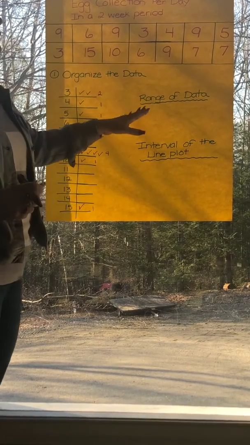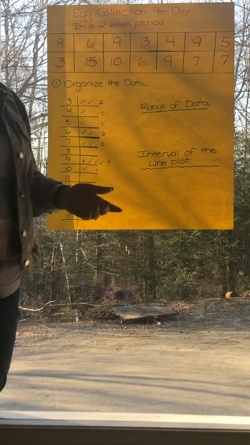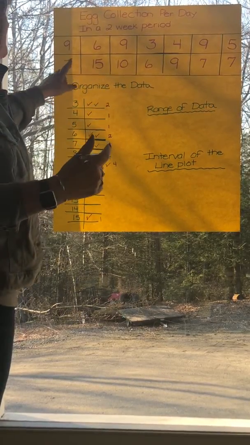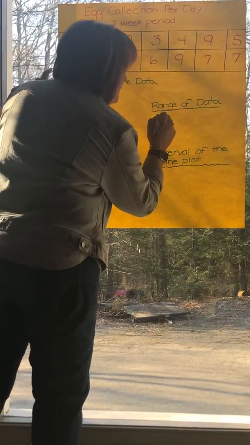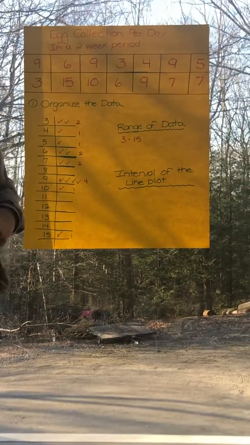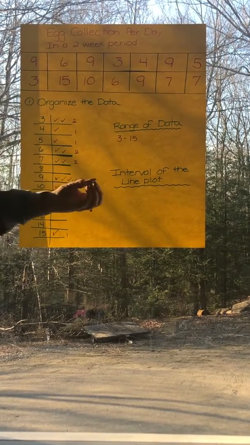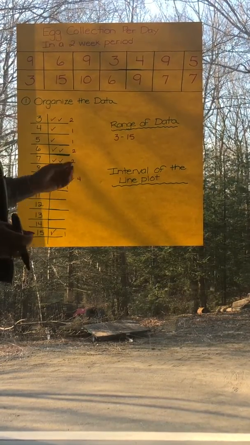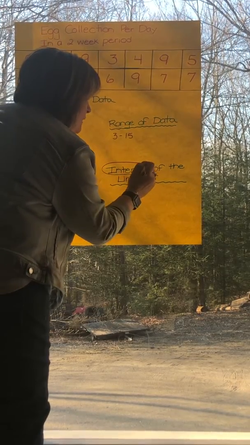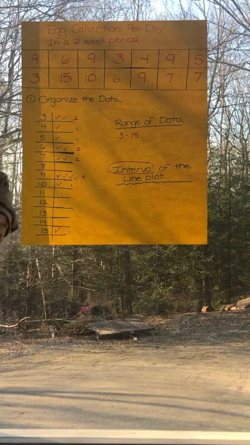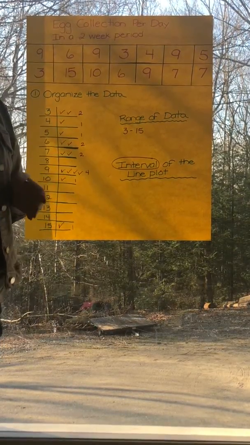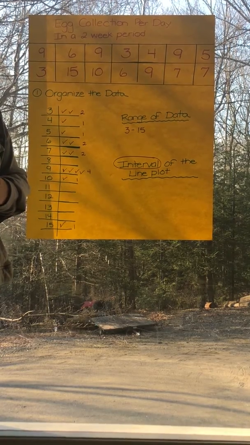Okay, now I want to look at the range of data. That is the difference between the lowest and the highest. And I see that my data goes from 3 to 15. And that's going to help us when we start designing our line plot. And then I don't know if you remember this word, and I'm not sure if we have it in our vocabulary folders, but the interval of the plot are the even spaces that are between each of the numbers.